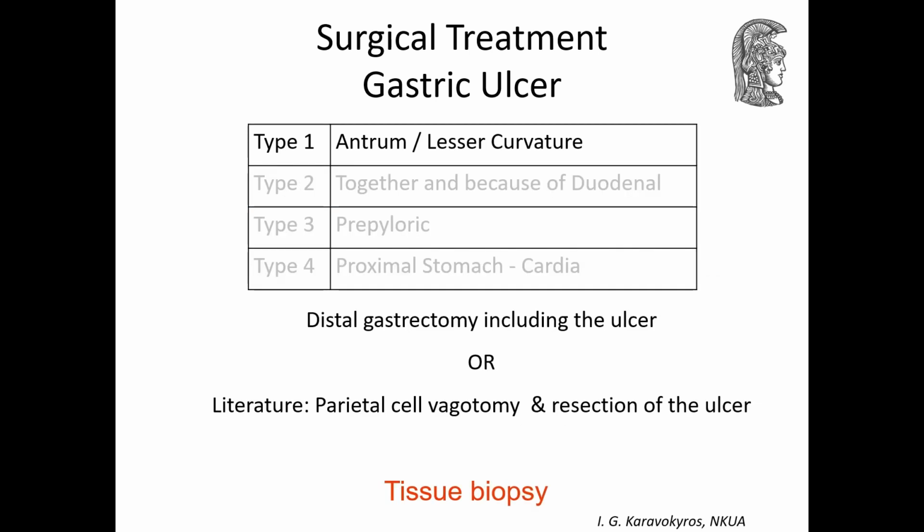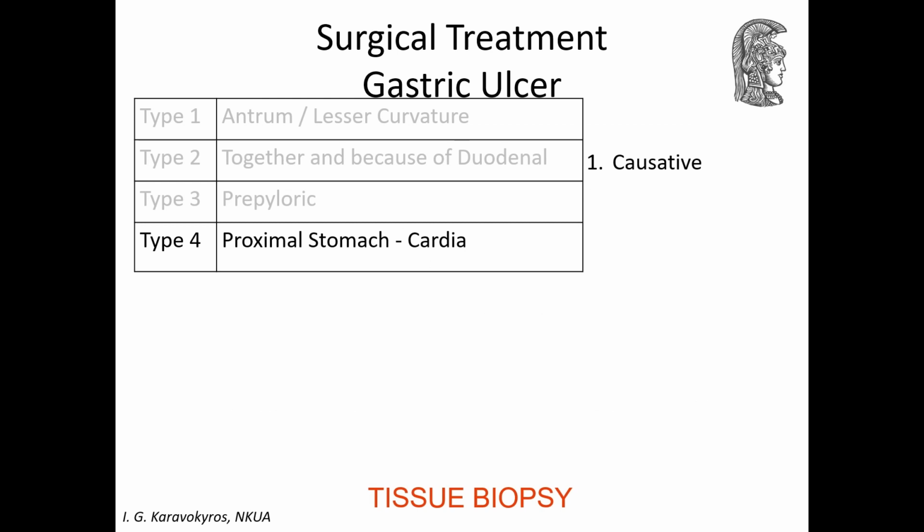The typical treatment for type 1 gastric ulcers is distal gastrectomy, including the ulcer itself. In this case, vagotomy is not required. Literature indicates that a highly selective vagotomy with concomitant resection of the ulcer has equally good results. Type 4 ulcers are frequently secondary to an underlying cause which must be treated first. For example, in Cameron ulcers, which are due to hiatal hernia, the treatment is hiatal hernia repair.